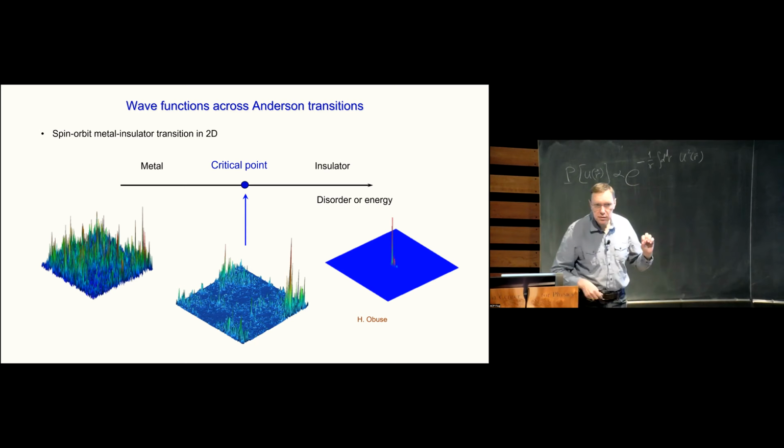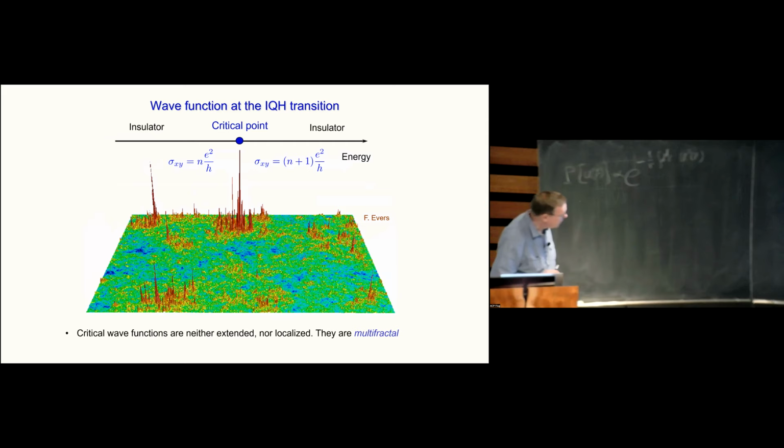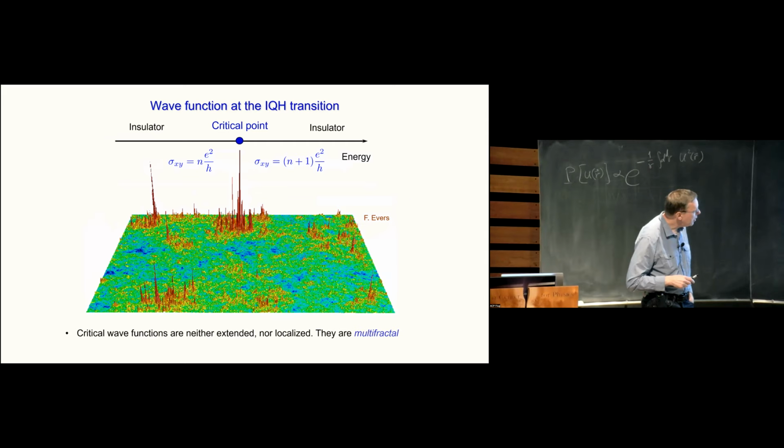Here's another example, that's the integer quantum Hall effect. Similar story: large peaks, emptiness, small peaks, emptiness, and so on. Right. So now I can tell you these things are extended, not localized. And to properly characterize them, you have to invoke a special term, multifractal. Let me explain to you what these are.